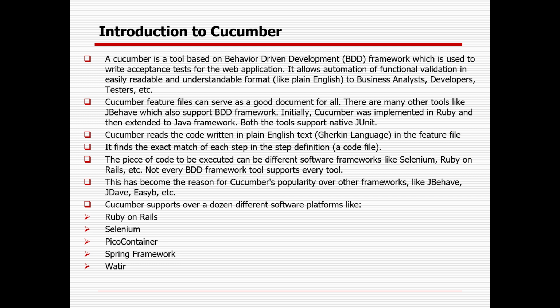So what is Cucumber? BDD is a framework and Cucumber is a tool. Please understand, BDD is a framework, Cucumber is a tool which will support BDD. Cucumber is a tool based on the behavior driven development framework, which is used to write acceptance tests for web applications. It allows automation of functional validation in an easily readable and understandable format to all the stakeholders. Cucumber feature files can serve as good documentation for all.